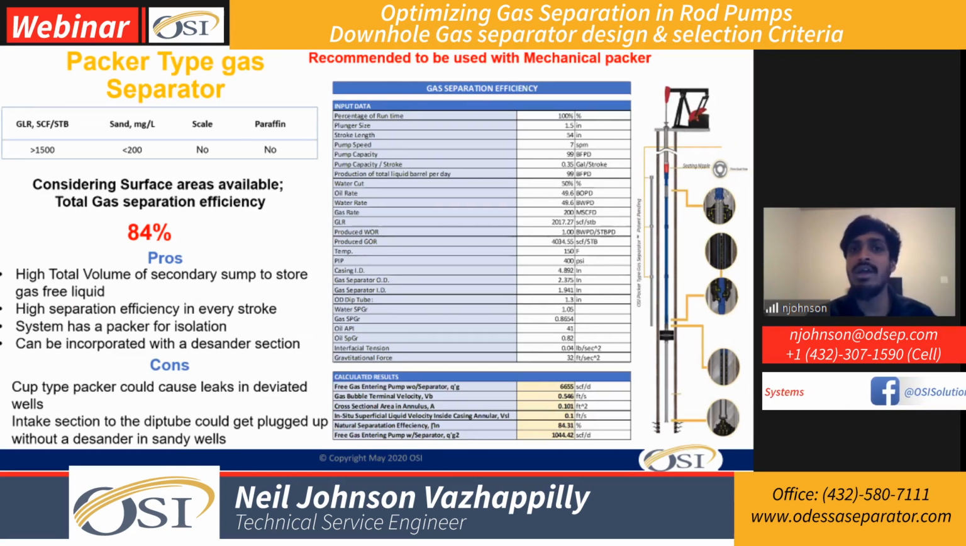But like I mentioned, if a cup type packer is used, that can easily make the gas leak out of the system and go right to the intake of the separator. Overall, it's not going to kill the system, but it will definitely affect the overall separation of the gas separator. That is why we always recommend, and this is something we've learned from experience, a rotational packer. We've gotten much better separation efficiency with it compared to a cup type packer.